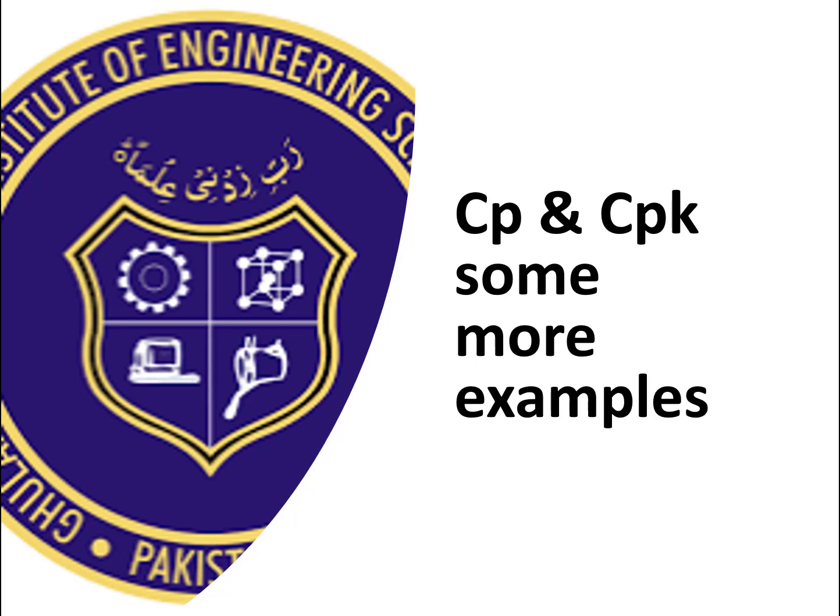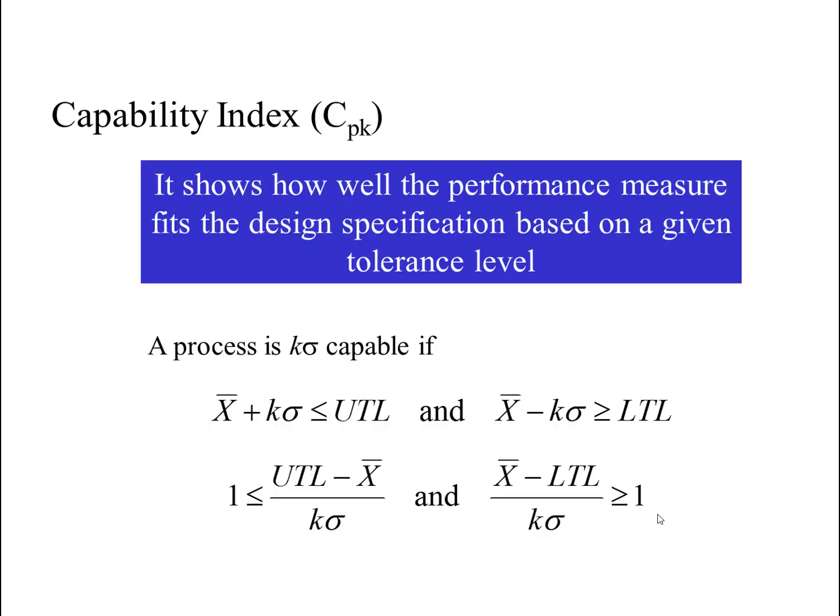So in this lecture I am just going to show you how to solve some more examples in order to further clear your concept about 6 sigma, 3 sigma, 4 sigma and 5 sigma. So you can see the capability index CPK, which shows how well the performance measure fits the design specification based on a given tolerance level. Normally in the formulation we use 3 sigma, but we can also change this sigma. A process is K sigma capable.